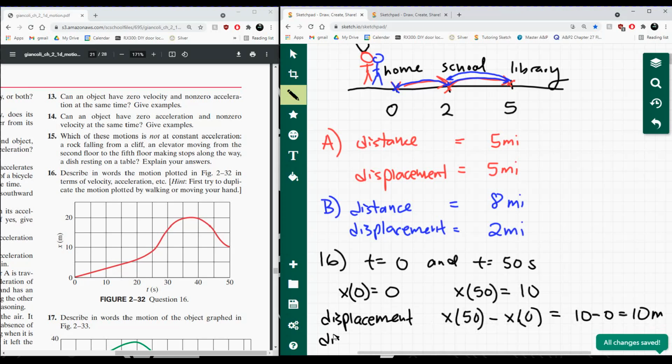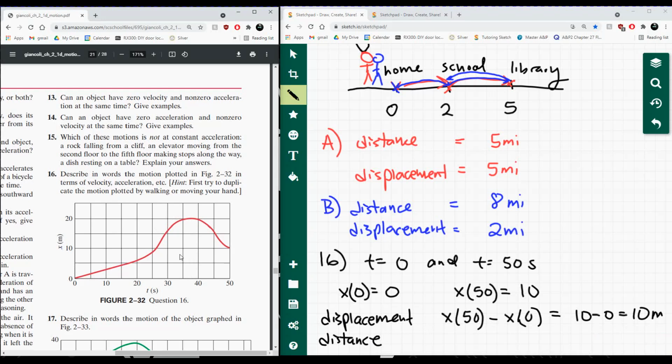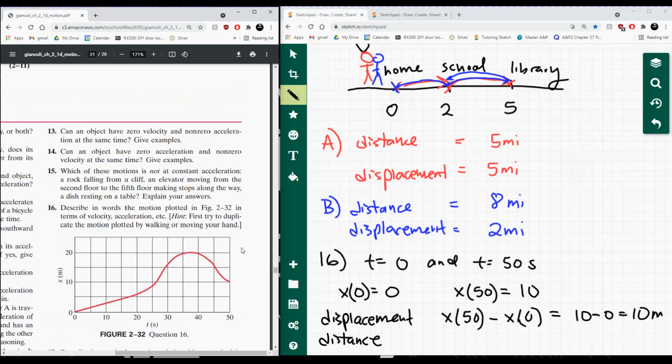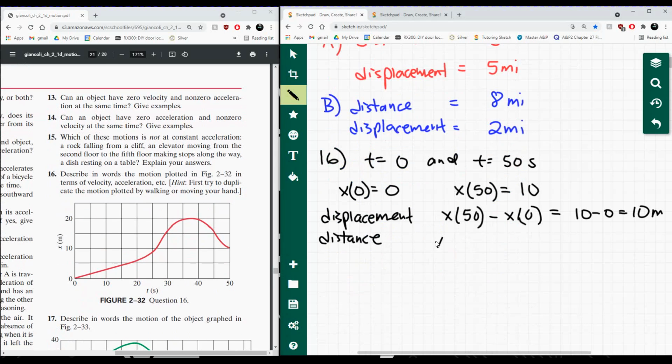However, for the distance, what we see based visually is that the position is located at x equals 20 sometime between 35 and 40 seconds. I would assume 37.5 seconds. And from that position, it then moves back closer to you to a point at t equals 50 when x is equal to 10. So even though the displacement is only going to be 10 meters, we see that just like in this home, school, library example, the person moved to a location where x is going to be 20 and then moved back about 10 meters, so the total distance in this case is going to be 30 meters.